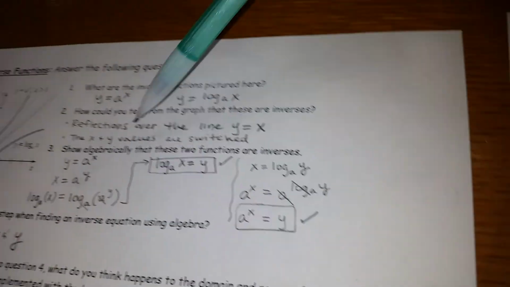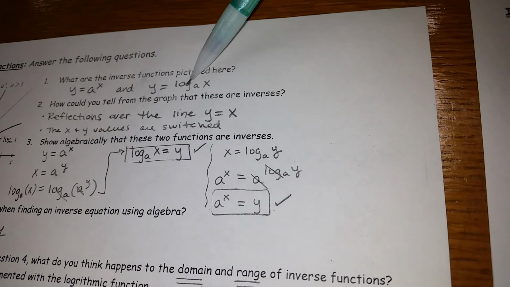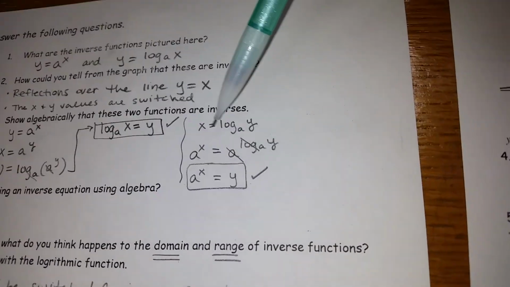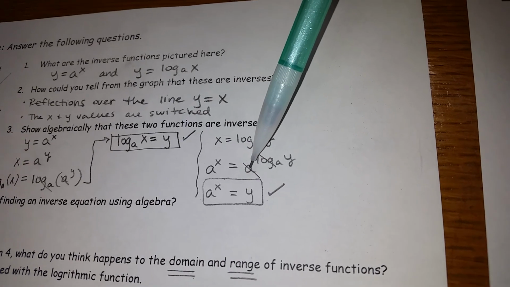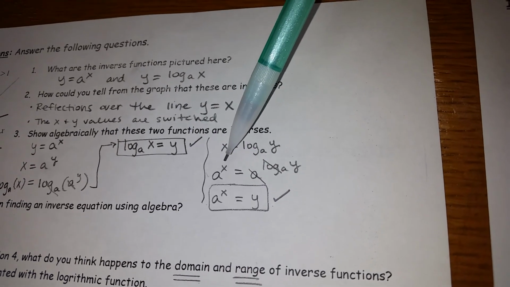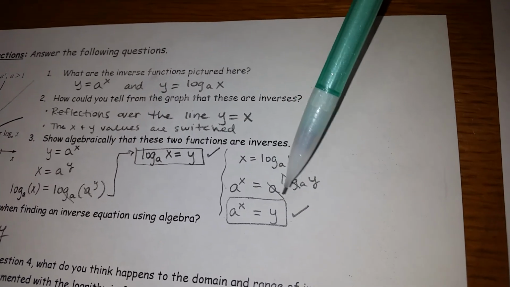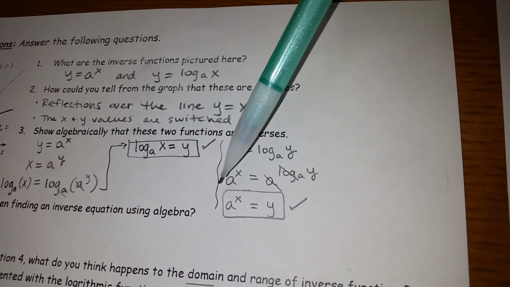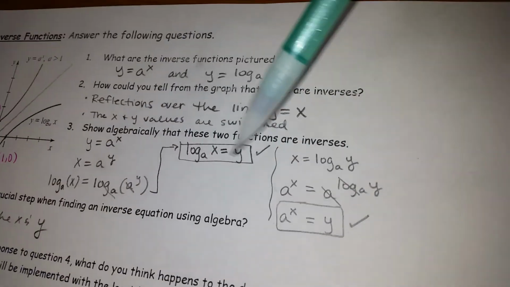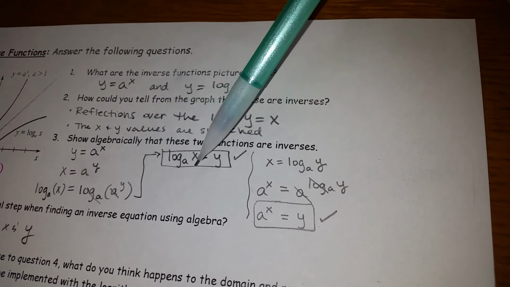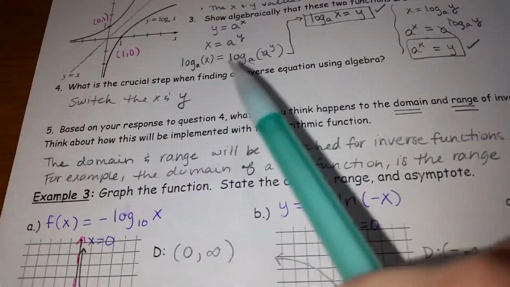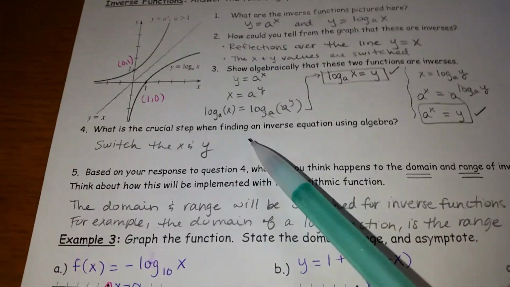Okay, you could also start with your other function, y equals log base a of x, and you could switch x and y. The only way to undo the log is to use an exponential function, so we're going to exponentiate both sides. A and log base a are going to undo one another because they're inverses, so we'd have y, and then this side would be a to the x. So as you can see, these are going to be inverses. I also want you to remember that the crucial step when finding your inverse is switching the x and y.